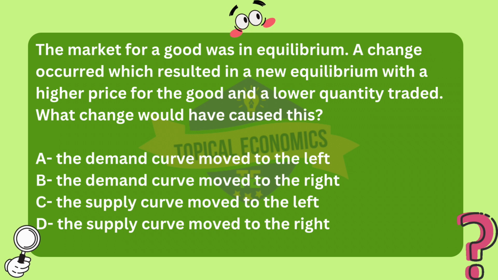Moving to question 13. The market for a good was in equilibrium. A change occurred which resulted in a new equilibrium with a higher price for the good and a lower quantity traded. What change would have caused this?